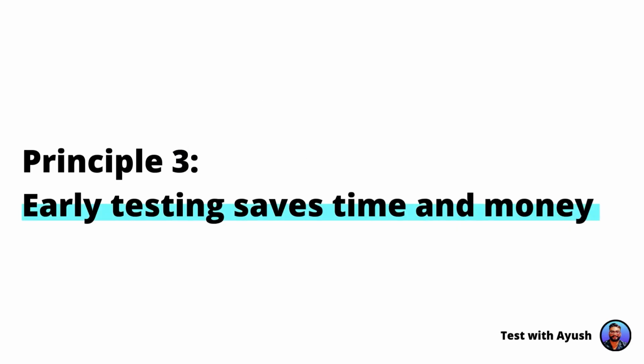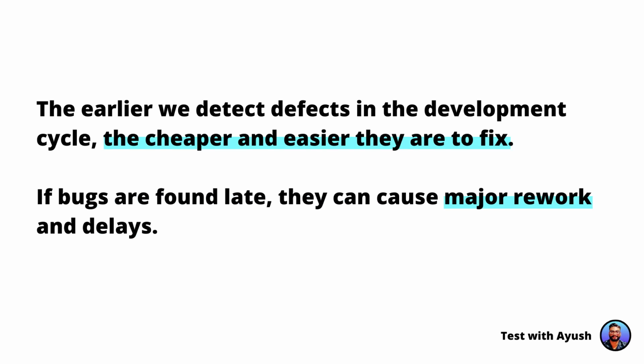Principle 3: Early testing saves time and money. The earlier we detect the defects in the development cycle, the cheaper and easier they are to fix. If bugs are found late, they can cause major rework and delays.